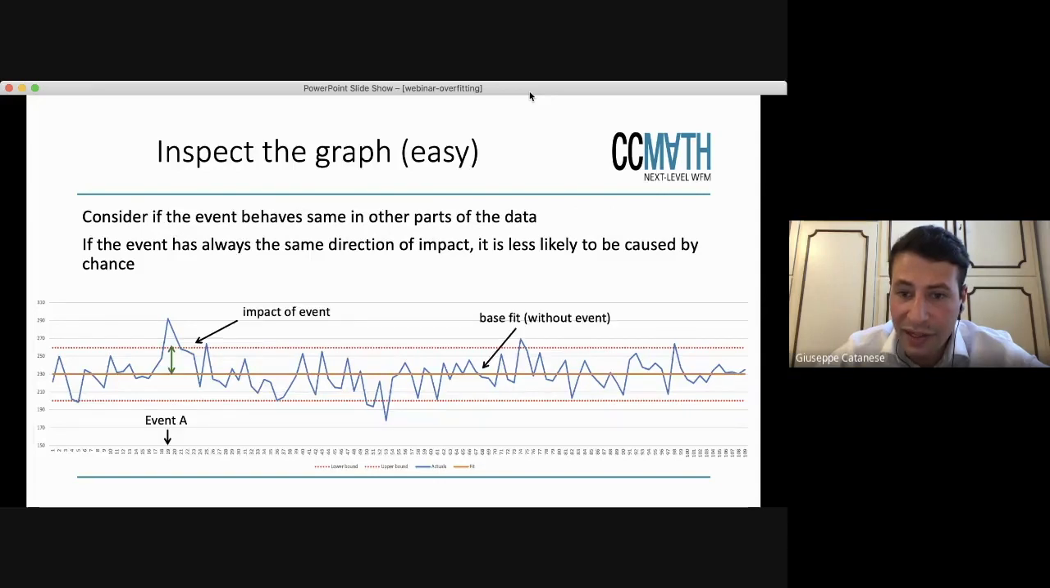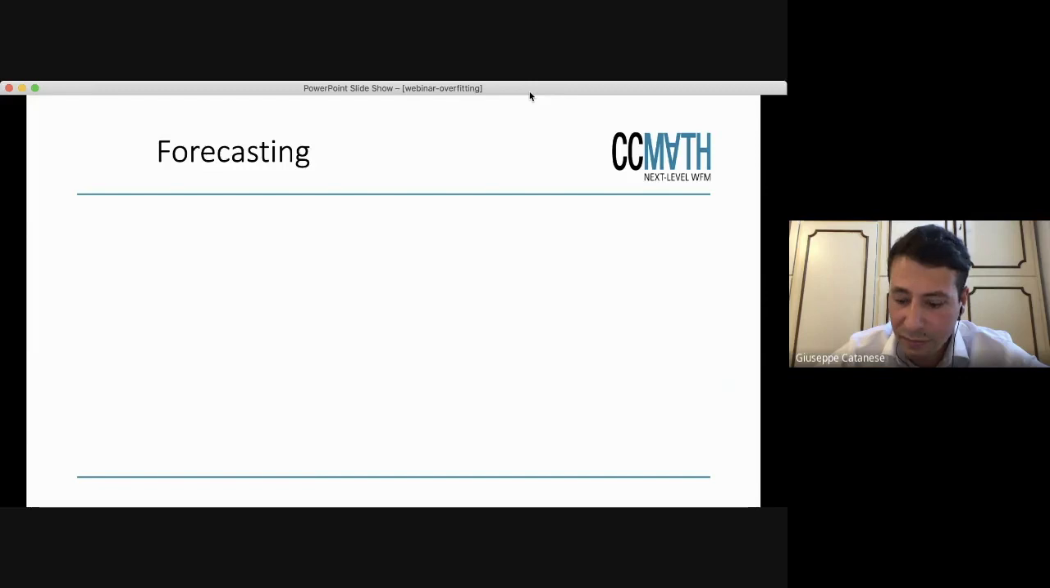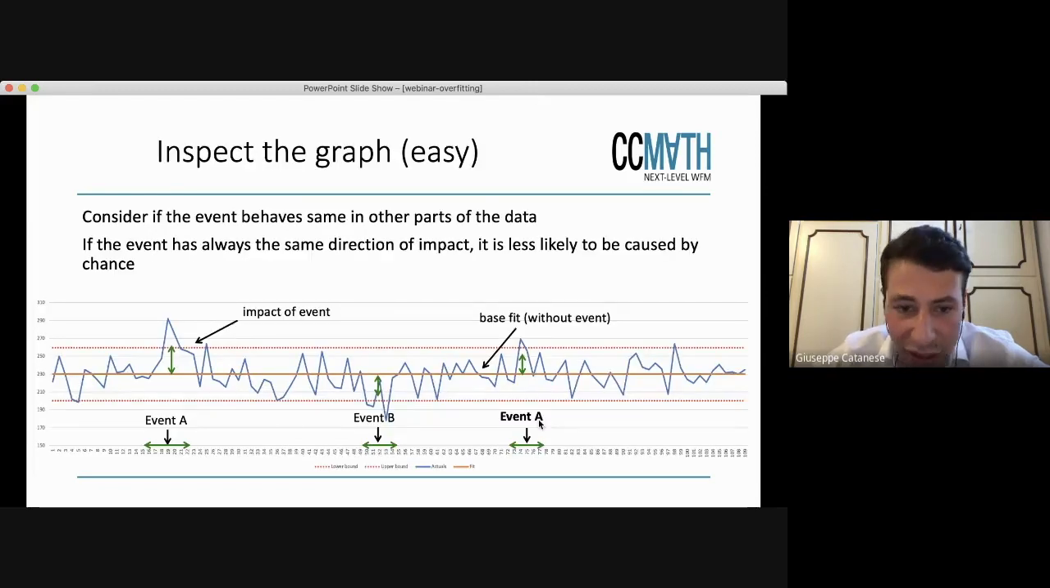I have another example. Let's assume that the event that we called B is actually event A. So in the future, event A happened. The one that I called before B now is A. So you see, it's a little bit far from the normality. It's positive. I was thinking that it has a positive impact.